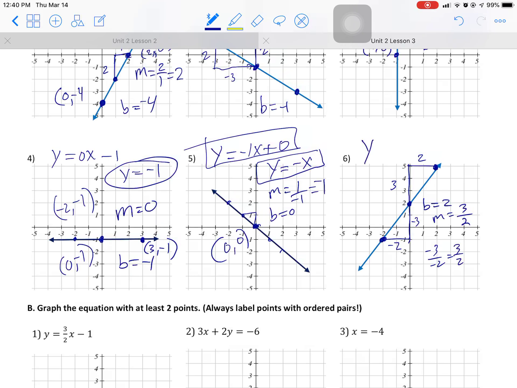So let's see. So that means y equals 3 over 2x. And what was b? B was 2, a positive 2. Okay.